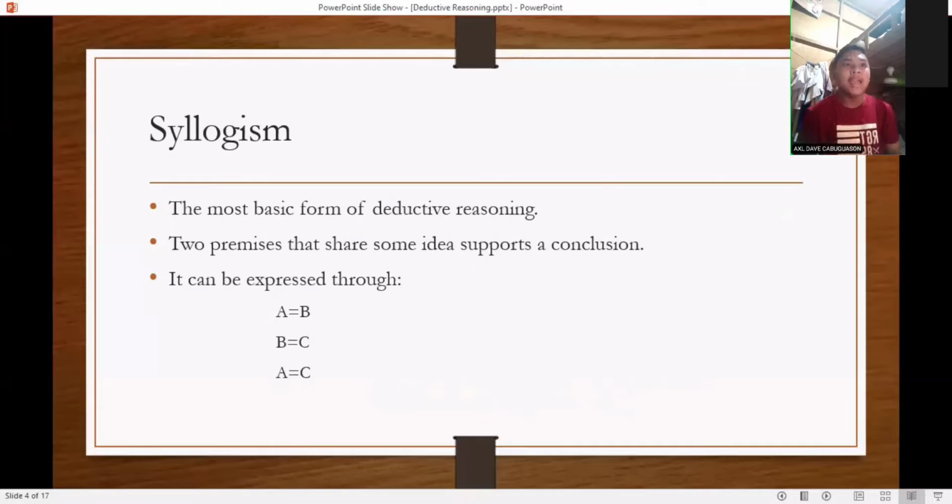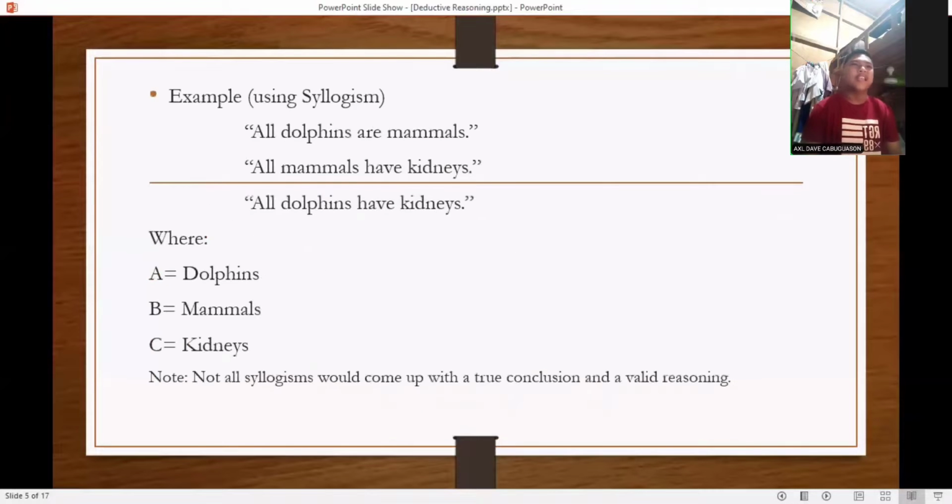So in syllogism, a form of deductive reasoning, it can be expressed through that example in my PPT: A is equal to B, B is equal to C, then A is equal to C. A is equal to B is the major premise, and B is equal to C is the minor premise that we make in our deductive reasoning, and we can come up with a conclusion that A is equal to C. For further information, we can use that form to create an example of deductive reasoning.